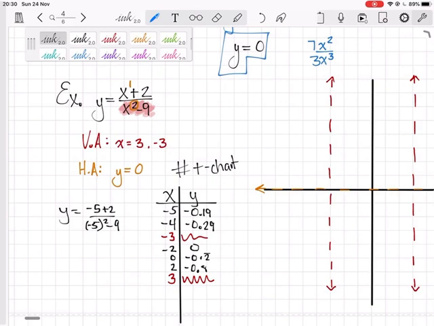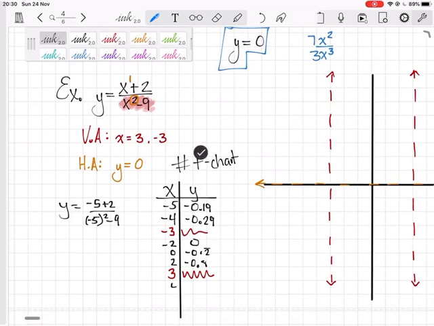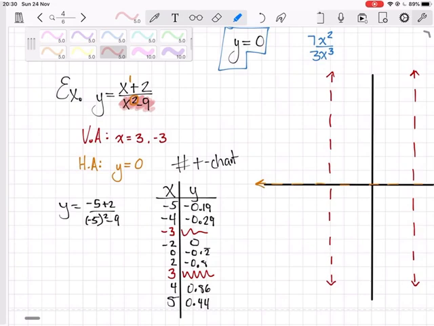And again, we can't plug in positive 3, but I still want to see what's around it. So I'm going to plug in a couple positive numbers. So 4 and 5 will do. So when I plug in a positive 4, I end up with a 0.86. And plugging in a positive 5, we get about 0.44.